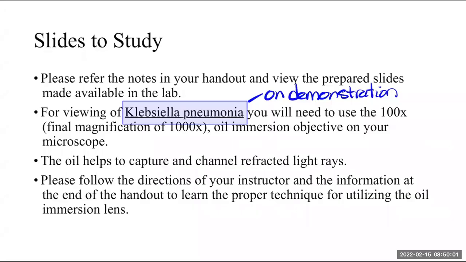It can be used under the 45x objective, which would mean your final viewing magnification will be 450 times, or it can be used with the oil immersion lens at 100 times magnification, which means your final magnification will be 1,000 times. As we've talked about before, the oil helps to capture and channel refracted light rays from the specimen. Please follow the directions of your instructor and the information at the end of the handout to learn proper technique for utilizing the oil immersion lens.